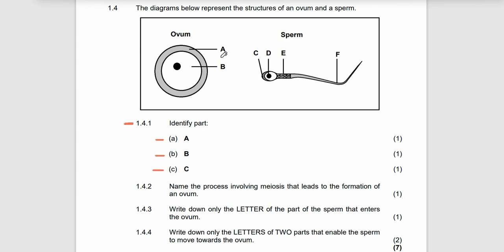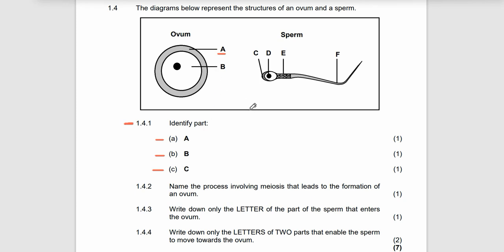Part A, from the ovum. You can see that this is the outside layer of the ovum, so we call this the jelly layer. The function of the jelly layer is to protect the ovum from the external environment inside the female reproductive organ. So it's a jelly layer.